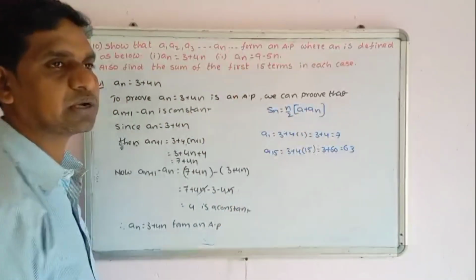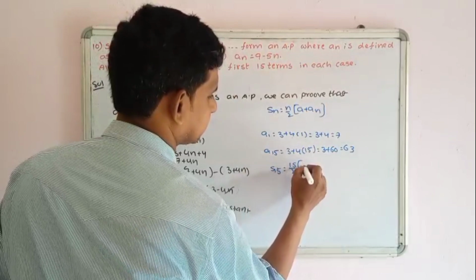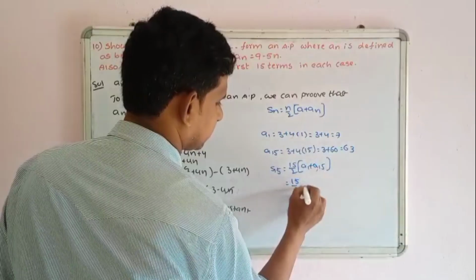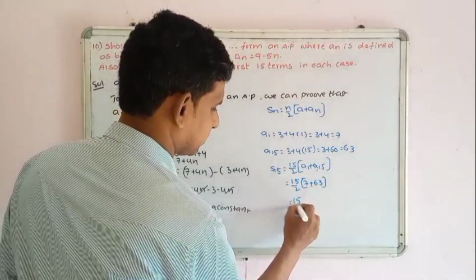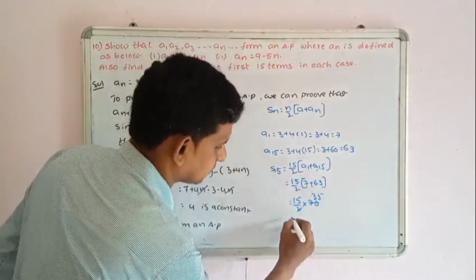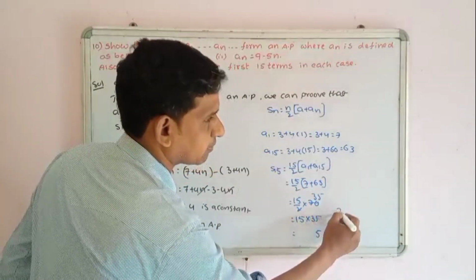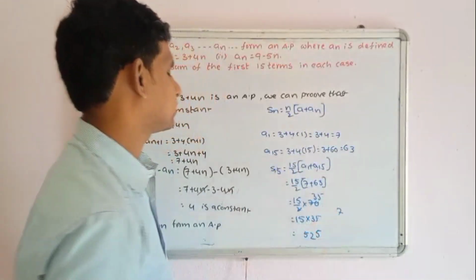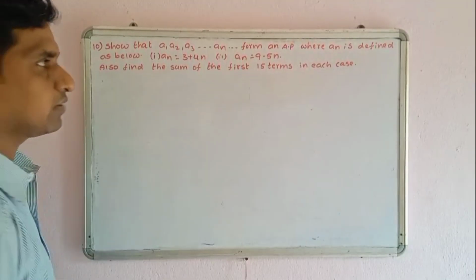Now Sn equals n by 2 into a plus an. So S15 equals 15 by 2 into a1 plus a15. So 15 by 2 into a1 value 7 plus a15 value 63. 15 by 2 into 7 plus 63 is 70. So how many times? 35 times. So 15 times 35. 15 times 5 is 75. 15 times 3 is 45. 45 plus 7 is 52. So 525. So sum of first 15 terms is 525.